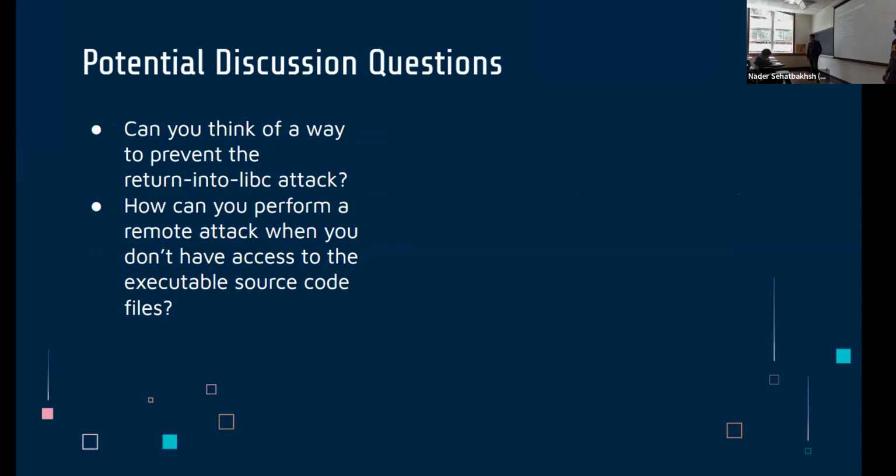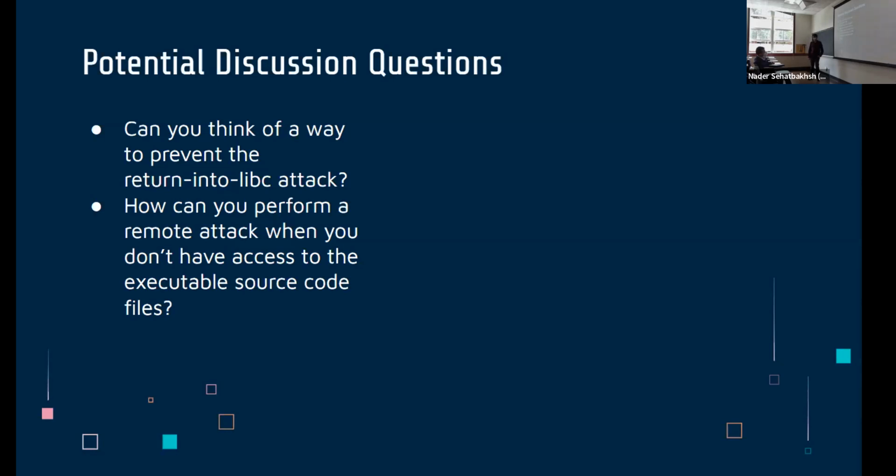What do you mean by the second question? Basically, if you don't have access to the executable source code, that means you don't know where the libc is going to be located. So how do you still execute it? Yeah, this is kind of defeating the ASLR in some sense, right?